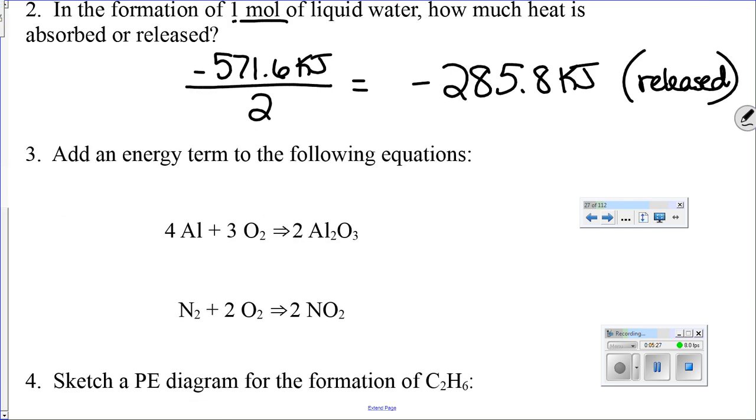Number 3, we're going to add energy terms to the following equations. So the first thing we do is find the reaction on Table I.